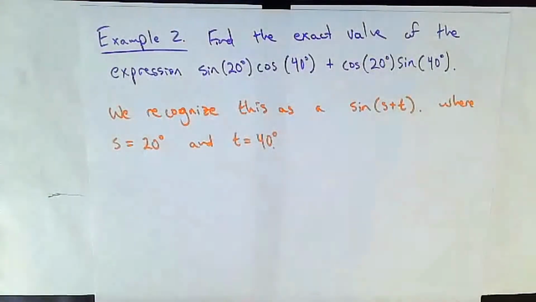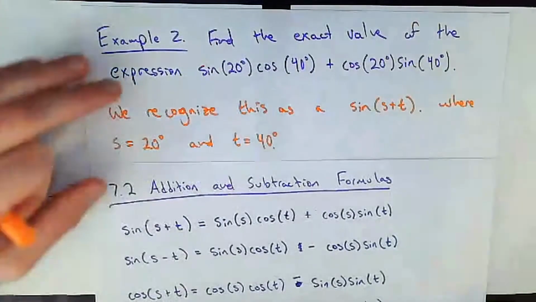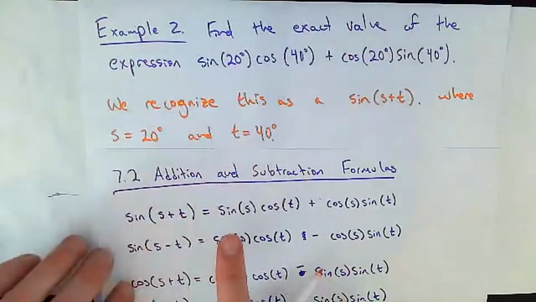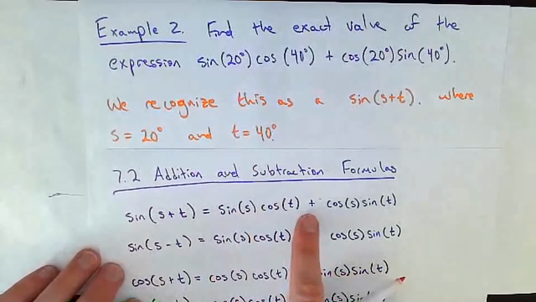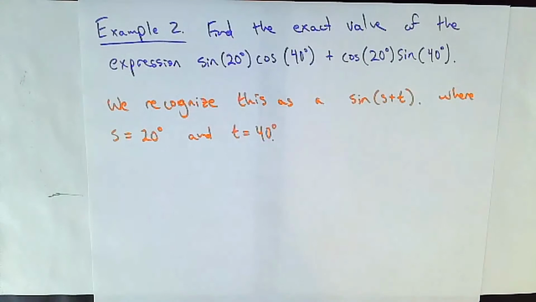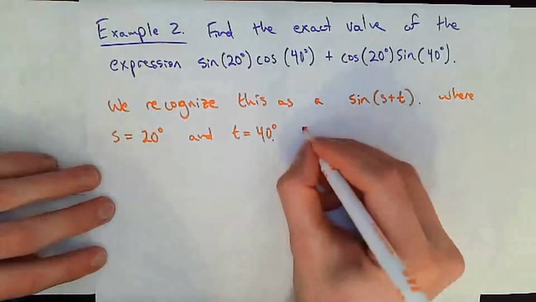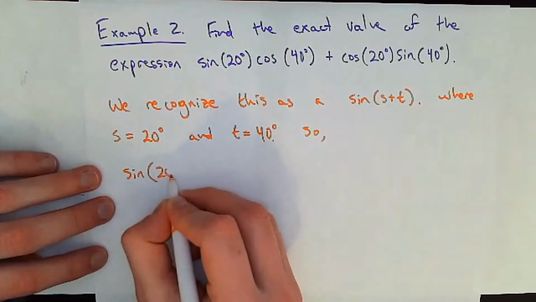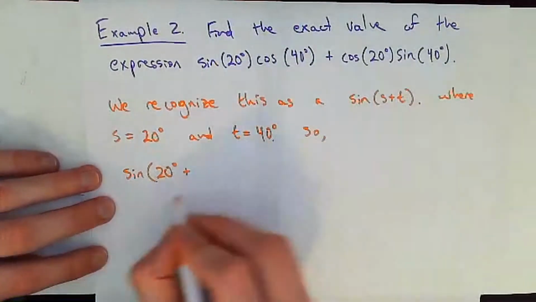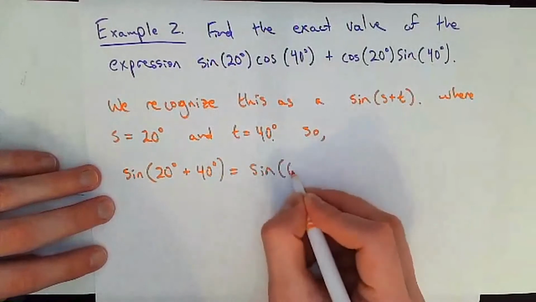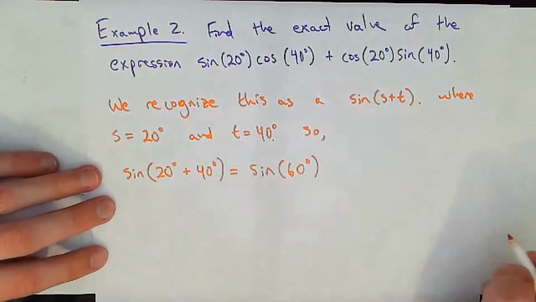And how do I recognize that? I just have to look at how this is structured. It goes sine, cosine, plus cosine, sine. That's going to line up here, sine, cosine, plus cosine, sine, and then just lining up what s and t are. So this whole thing is equal to sine of 20 degrees plus 40 degrees, but that's just the same as sine of 60 degrees. And look, that's one of our nice angles.